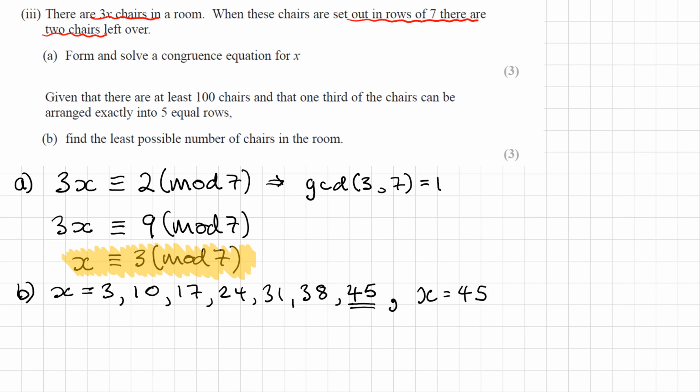So this represents the 1/3 of the chairs that can be arranged exactly into 5 equal rows. We need to find the least possible number of total chairs in the room. So that will be 3x, which will be 3 times 45. And that will give 135 chairs, and that also satisfies this condition about there being at least 100 chairs in the room.